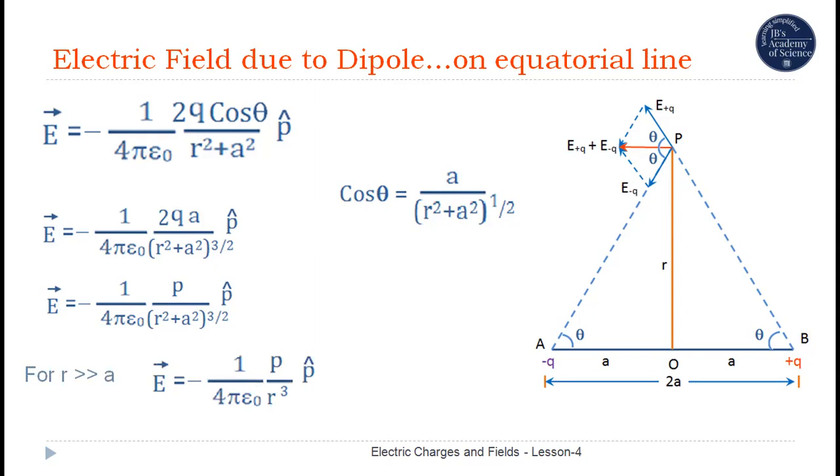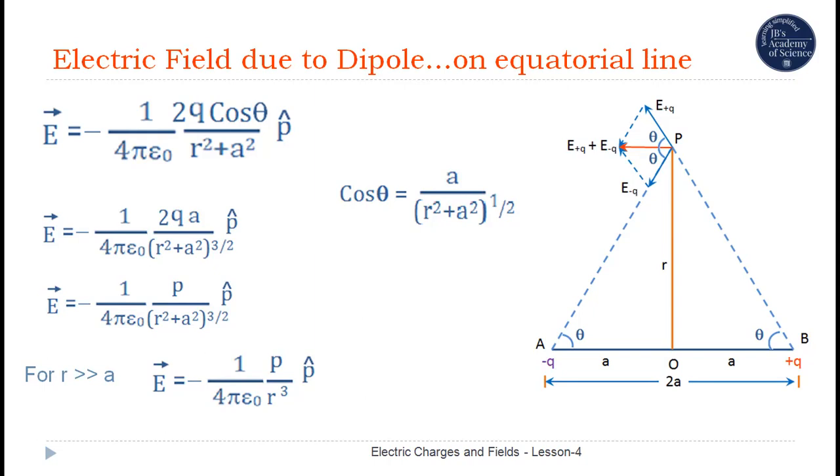Now, for R much greater than A, we can neglect the value of A square. A square will be negligible compared to R square. So R square plus A square is nearly equal to R square. Then this equation is simplified to E is equal to minus 1 by 4 pi epsilon 0 P divided by R cube into P cap.